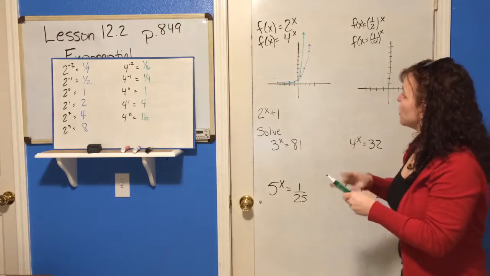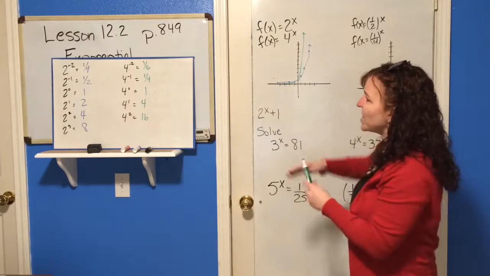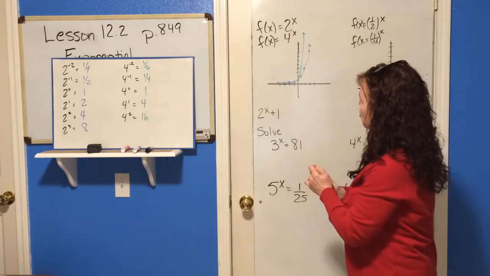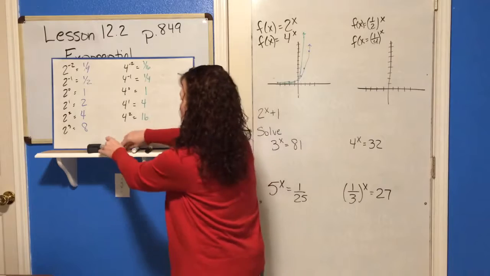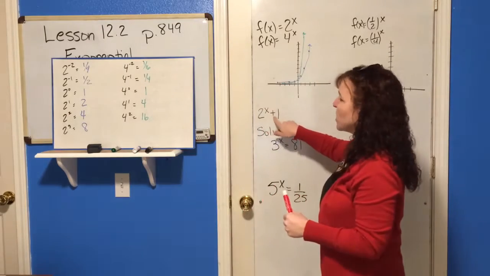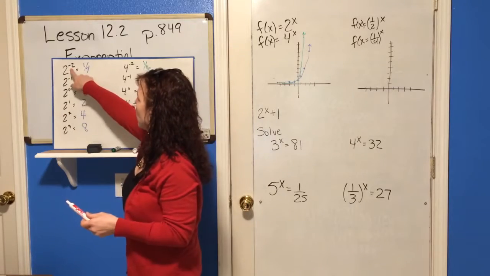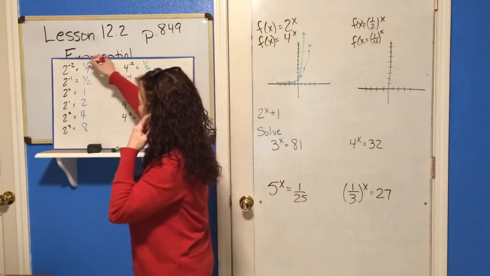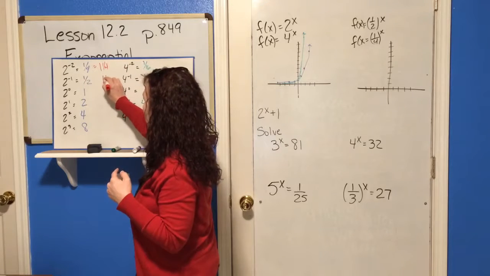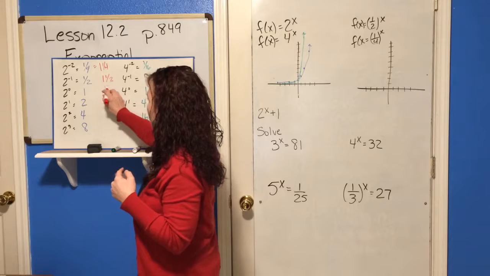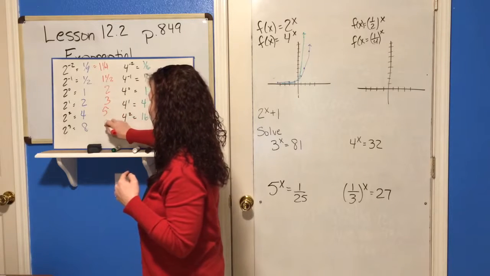Now let's see what happens if we do this same thing. What happens if we take 2 to the x power and just add 1 to it? So 2 to the x power plus 1. Well, that's going to be these numbers, 2 to the x power plus 1 more. So if we add 1, we're going to have 1 and 1/4. If we add 1, 1 and 1/2. We add 1 to that, we get 2. Add 1 to that, we get 3. Add 1 to that, we get 5. And add 1 to that, we get 9.